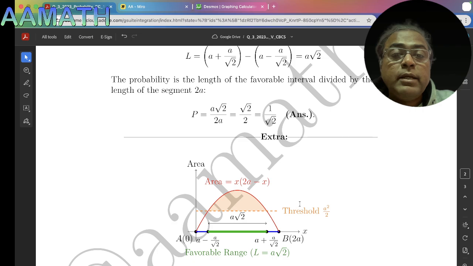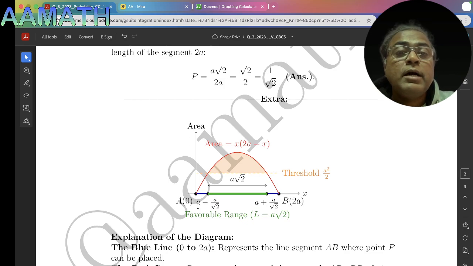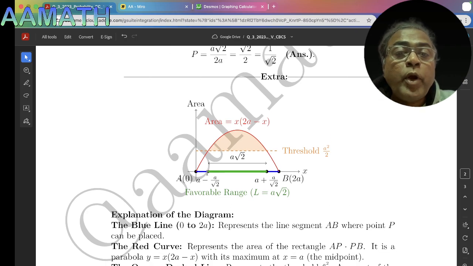Now note that this is the line segment. This is the x-axis. The vertical axis denotes the area. So this is the point 0, the origin, and this point B is twice a, so the coordinates are twice a comma 0, and 0, 0. Now when point P lies at a point here, the corresponding AP and the distance PB and the corresponding height give the corresponding area.